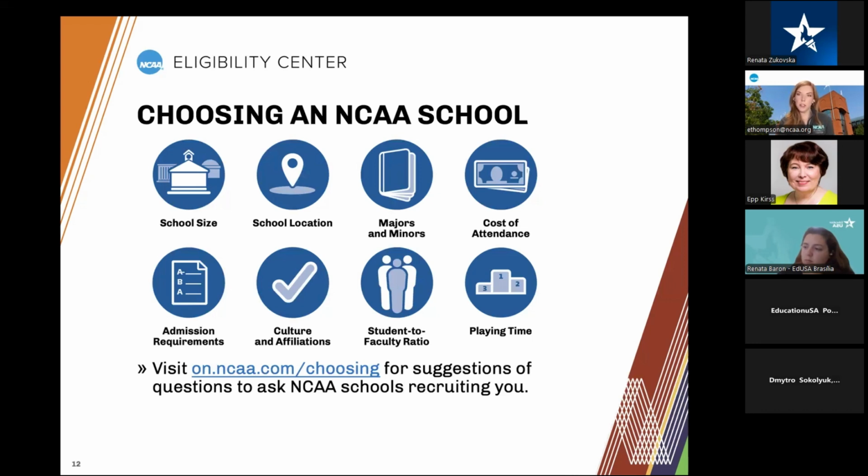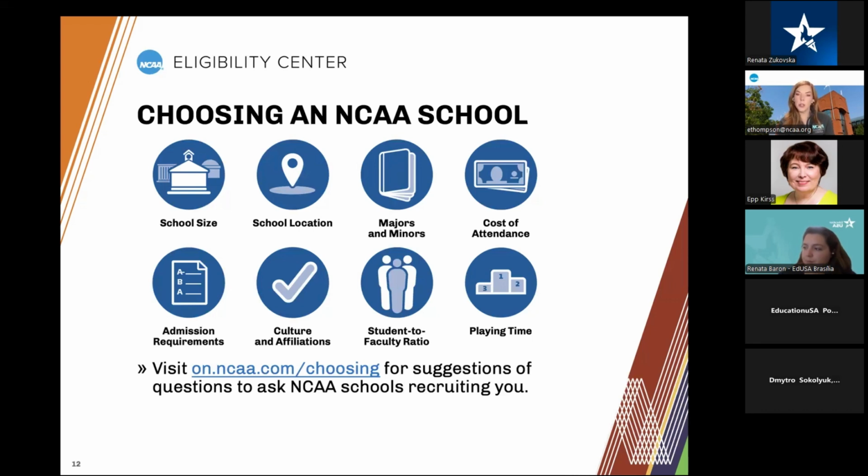The student to faculty ratio. So, what's a typical class size? So I attended a smaller Division II school. Our classes could range anywhere from 12 to 30 students in the classroom. But if you're attending a large Division I program, some of your lecture halls for class may have upwards of 200 to 400 students in the classroom. So those are important questions to ask as to what is the best learning environment for you.